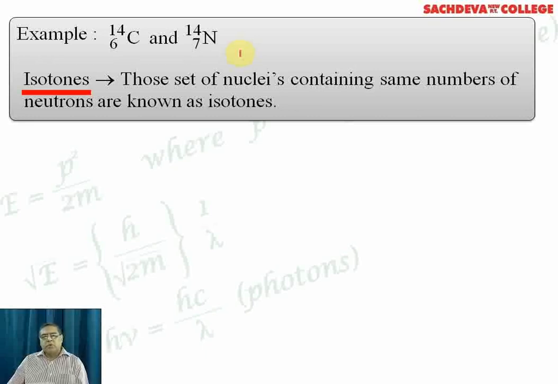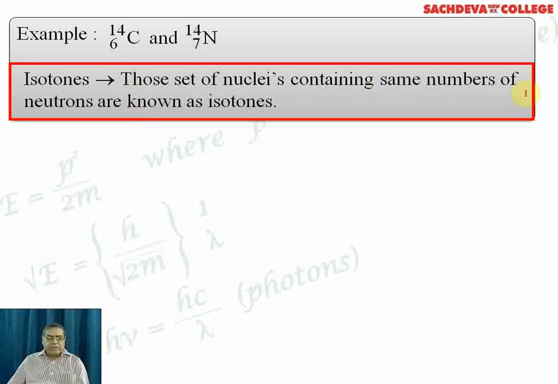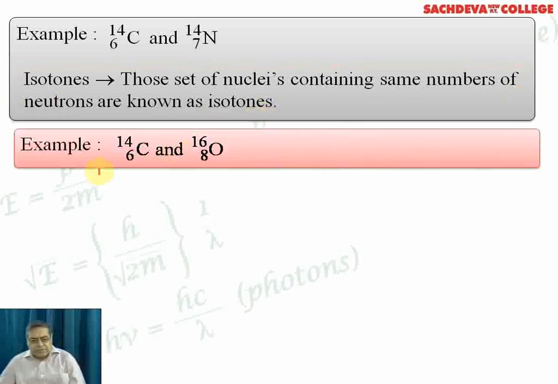Then we come towards isotones. What are isotones? Isotones are those substances in which A minus Z is the same, or the number of neutrons is the same. So sets of nuclei containing the same number of neutrons are known as isotones. Examples will be 6C14 and 8O16. Here, from 14, if we subtract 6, it will be 8, and in 16, subtracting 8 will be 8. So carbon and oxygen with the given numbers are isotones.